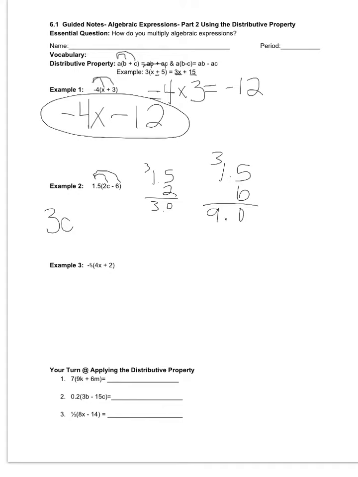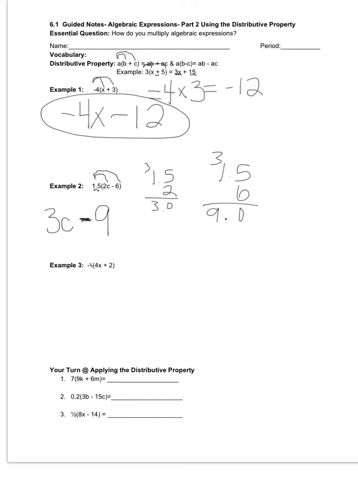And because I am subtracting within my parentheses, I will be subtracting in my new expression. Again, this is simply because this first 1.5 does not have a negative. It's not a negative number. And because of that, that is why we carry this subtraction sign in my parentheses down into my new expression here. So it is 3c minus 9. And notice how I got it. I used multiplication, 1.5 times 2 and 1.5 times 6.